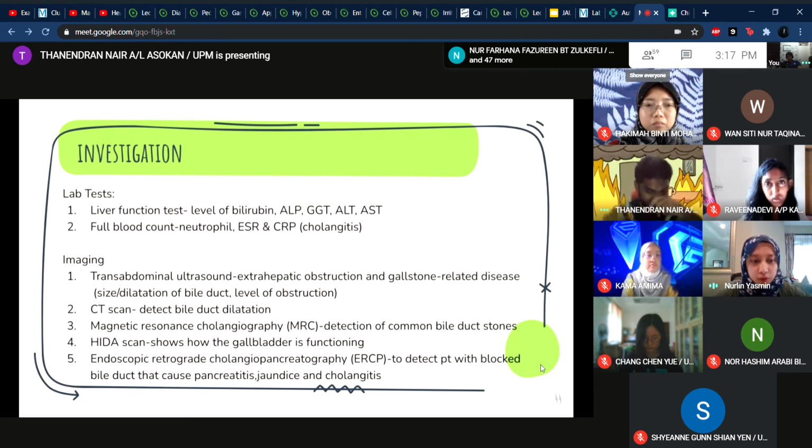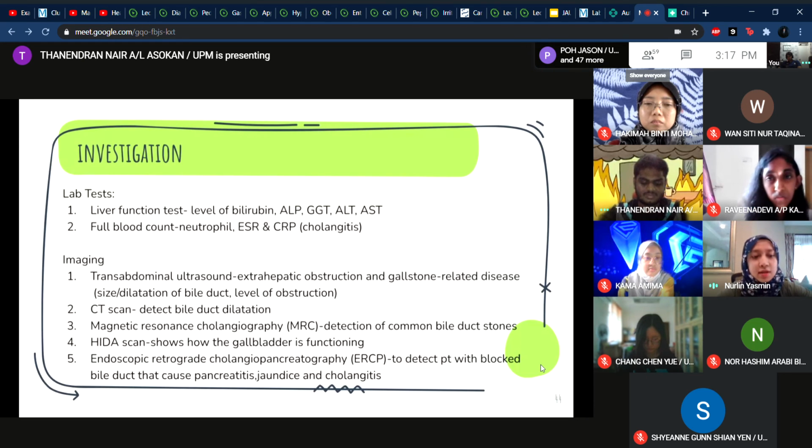Next, we can see the full blood count. We can see the level of neutrophils and white blood cells, which will increase if there is infection, and the level of ESR and CRP. If these inflammatory markers increase, it may suggest cholangitis.